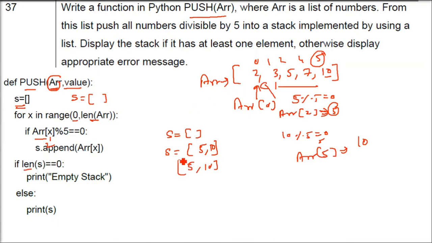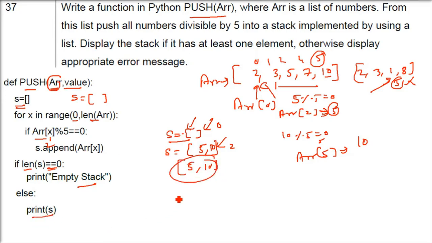But we have to check the length. If the length of S is 0, because we are not having any number, if 5 and 10 are not there in this list, for example, if I write the list as 2, 3, 1, 8, there is no number which is divisible by 5. So the S list will be empty. So we have to check this list S first. Otherwise, we will print S. We know what will be printed, 5 and 10, because in this question we have taken 5 and 10 divisible by 5. Otherwise, empty stack will be printed.